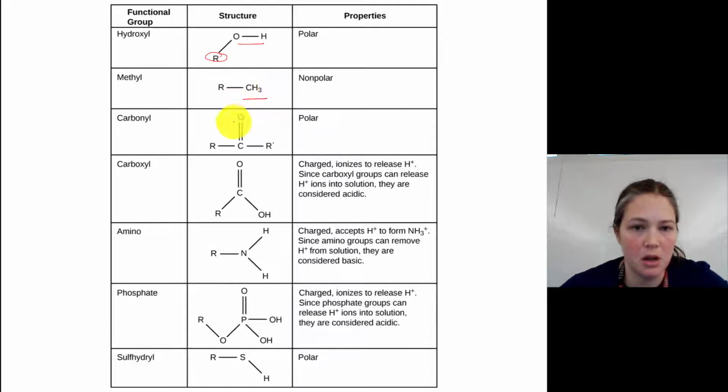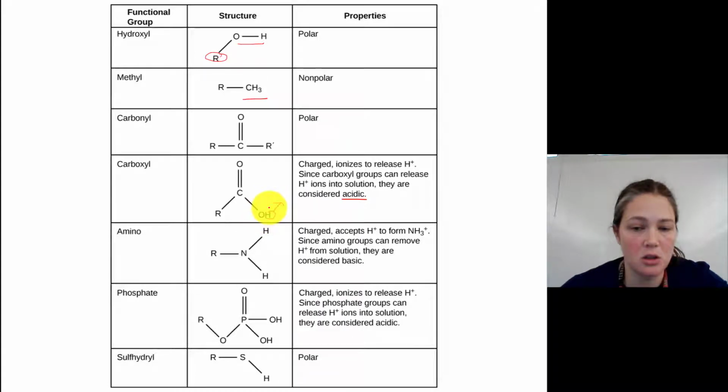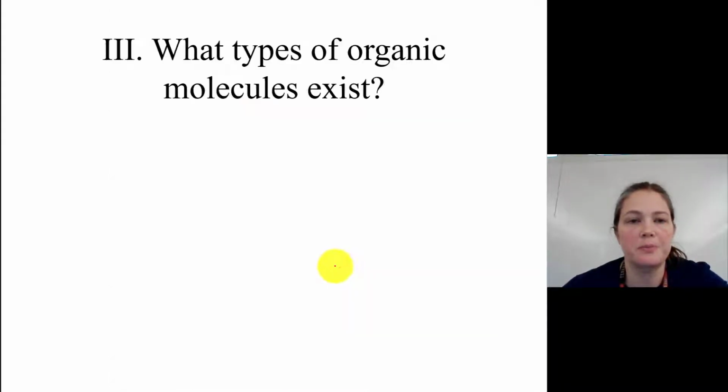Hydroxyl, methyl, carbonyl is the double bond to an O, carboxyl group, O, OH. Also be familiar that this is acidic because often in solution it actually loses this hydrogen, so it becomes O negative. And so it donates a hydrogen in solution, so it's an acid. The amino group is actually basic because it can take on an extra hydrogen, so it takes a hydrogen away. Phosphate group is basically a P surrounded by O's and sulfhydryl is S attached to an H. So be familiar with those.